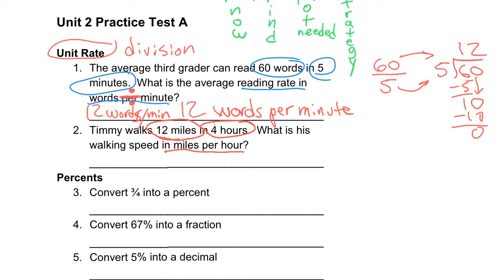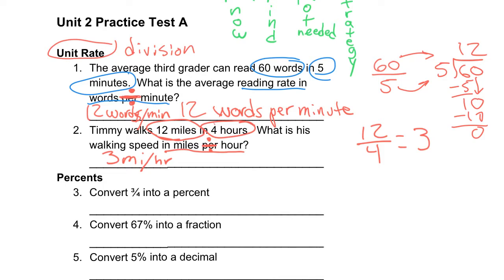I know when I'm doing unit rate, I'm dividing, and I'm going to replace this word per with the division symbol. Miles divided by hours. Miles is 12. Hours is 4. 12 divided by 4. We can do that one in our head. That's 3. So what am I left with? 3. And I'm going to finish this off by writing in miles per hour. In this case, I'm just going to abbreviate MI/HR. Miles per hour. You can pause it if you need to write that down.